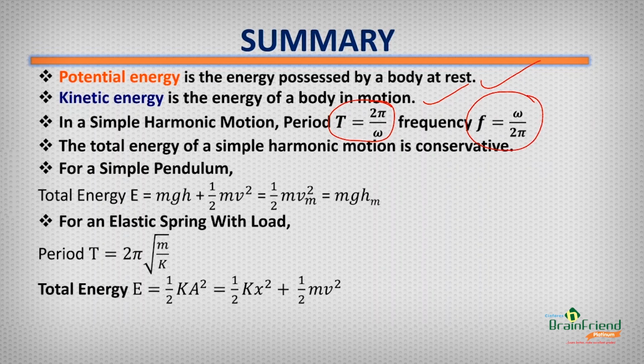Also, we learned that the total energy of a simple harmonic motion is conservative. Going on, we learned that for a simple pendulum, total energy E is equal to mgh plus half m v squared, or half m v subscript m squared, or mgh subscript m. And lastly, we learned that for an elastic spring with load, the period T is equal to 2 pi square root of m over k, and the total energy E is equal to half k a squared, or half k s squared plus half m v squared.